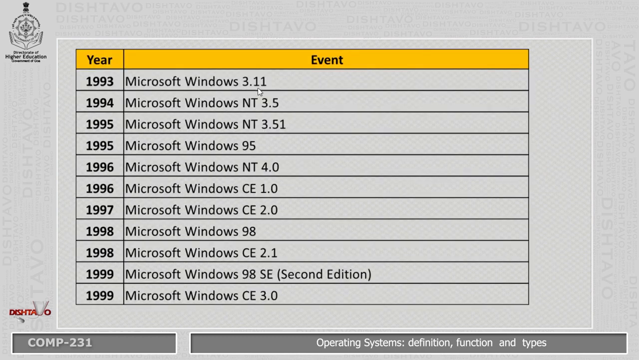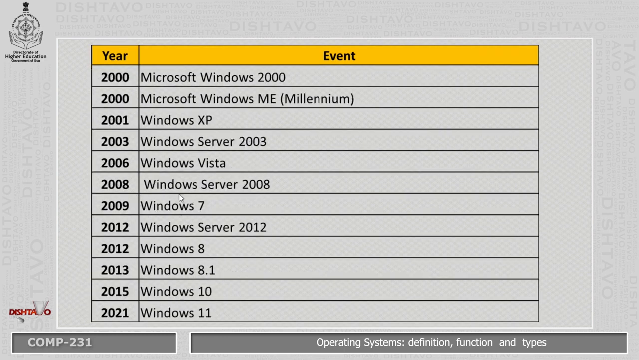In 1993, Windows 3.1 came; in 1994, up to 1999, Windows CE 3.0 came. In 2000, Windows 2000 came, then in 2001 Windows XP, then Windows 2003, and Windows Vista in 2006, then Windows 7 and 8, and now the latest versions are Windows 10 and Windows 11, which was released in 2021. So, these are the different versions of Windows.